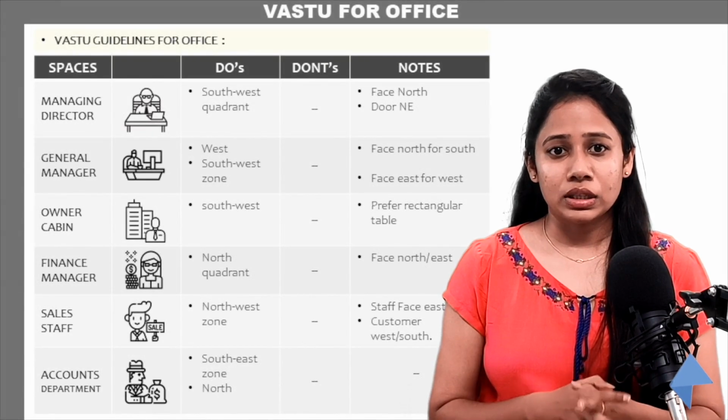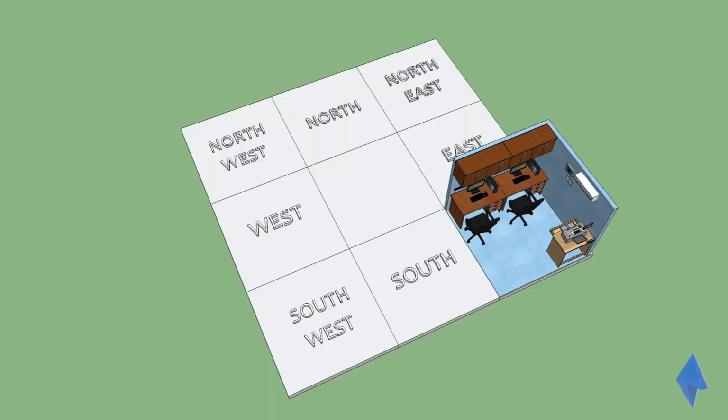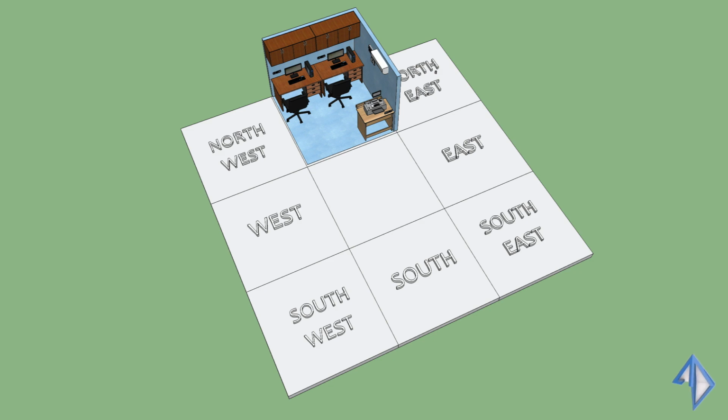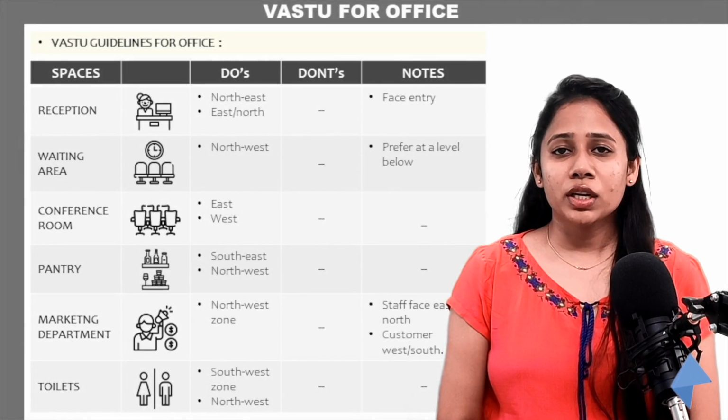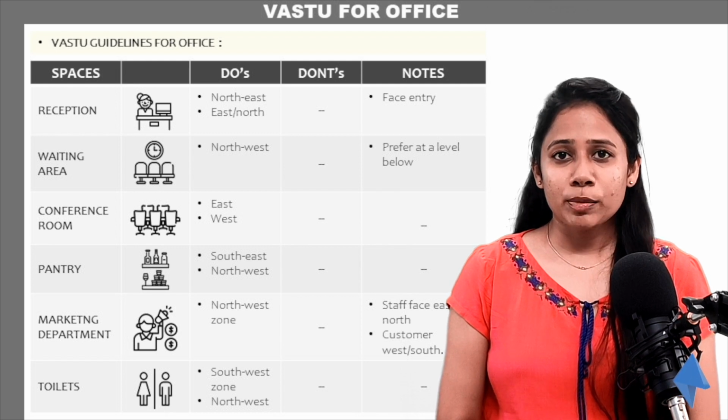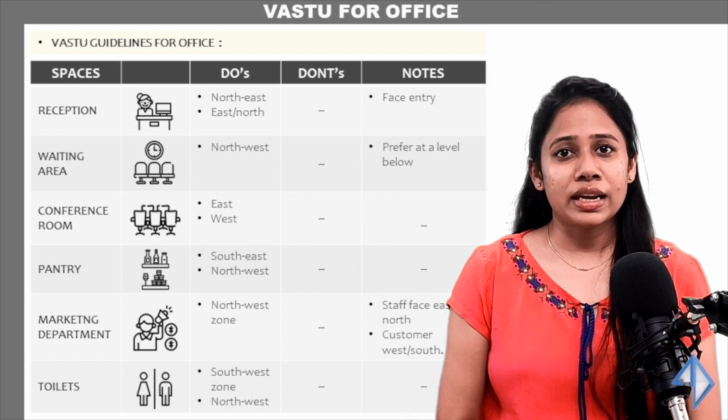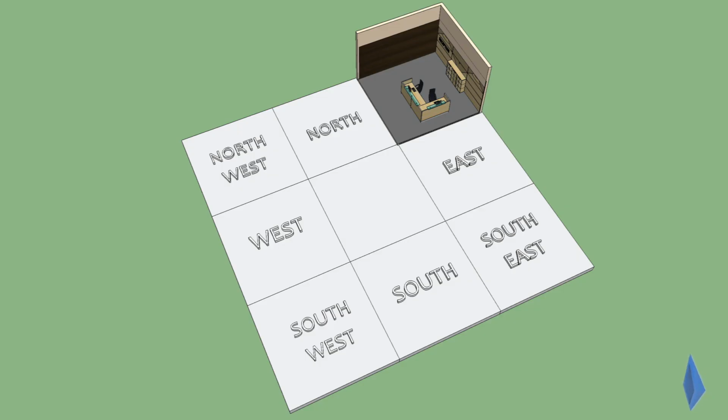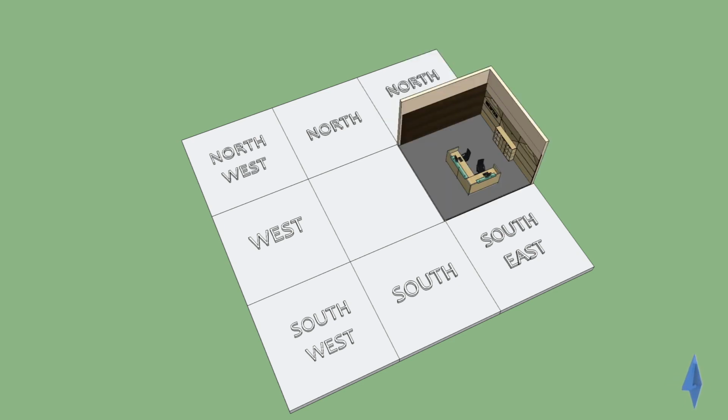Accounts department. This department can be placed in the southeast zone of the office. If not possible in southeast, it can be placed in the north direction. Guidelines for some other spaces in the office. Reception area. This is the area where anybody comes first and gets an impression. So it should be the center of all the energies and should be placed in northeast direction. Later on, it can be placed in east or north direction.